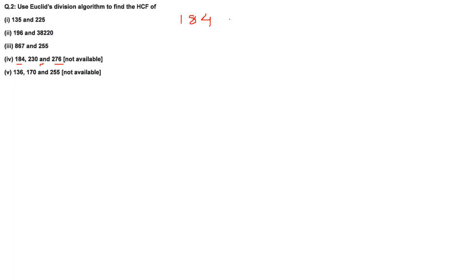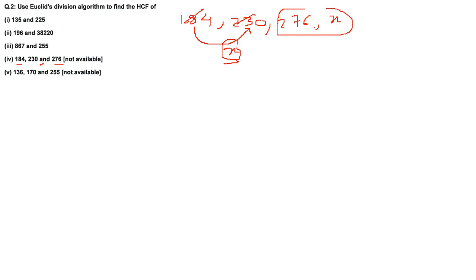You have known about the traditional method, which I told you first. Now I am going to tell you about the Euclid lemma. So what do we do here? 184 is there, 230 is there and 276. I am just taking an example of one of the parts. What we have to do here is apply the Euclid lemma to find the HCF of this. Say the HCF of these two is X. Now X and 276, we need to find the HCF of these two. So this will be the final HCF.